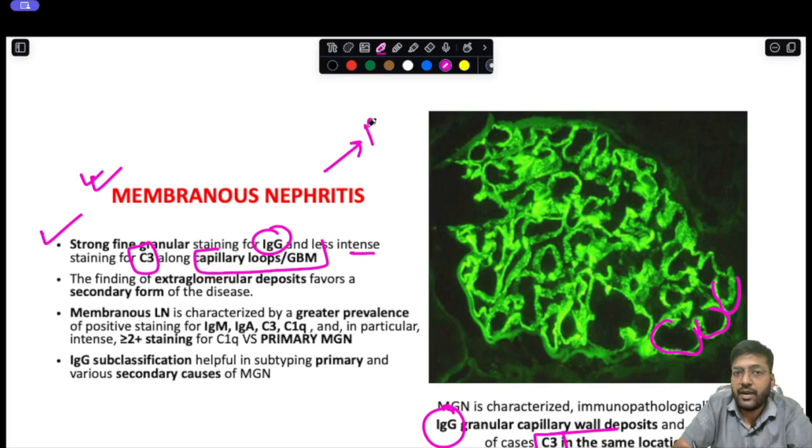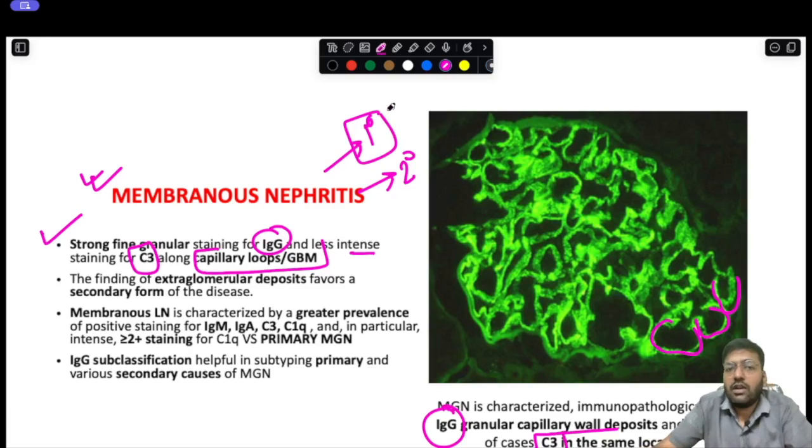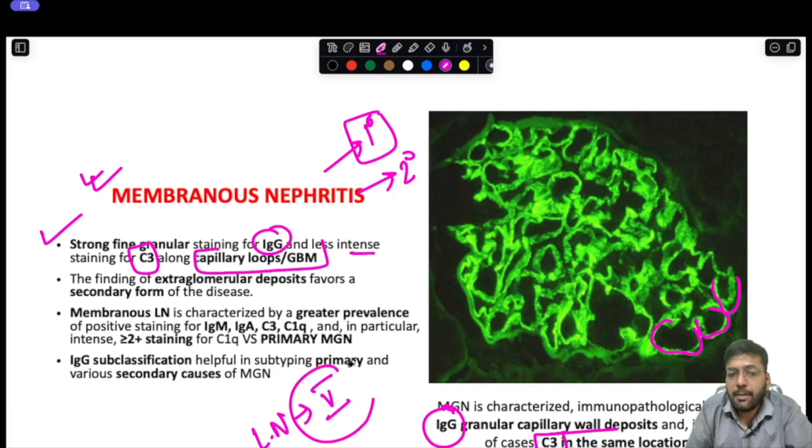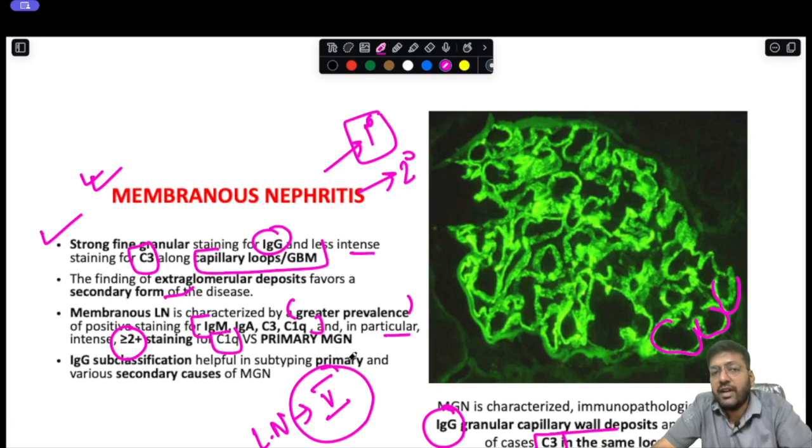So membranous nephritis can be primary or secondary. If you find deposits in addition to the glomerular basement membrane, that is, extraglomerular deposition, then it is signaling towards secondary membranous nephritis. Now remember, how do you differentiate primary membranous nephritis from membranous lupus nephritis? If you remember, in lupus nephritis, WHO type 5 is the membranous variety. Membranous lupus nephritis is characterized by greater prevalence of positive staining for IgM, IgA, C3, C1q, and in particular intense, more than 2+, staining for C1q, versus the primary membranous glomerulonephritis.